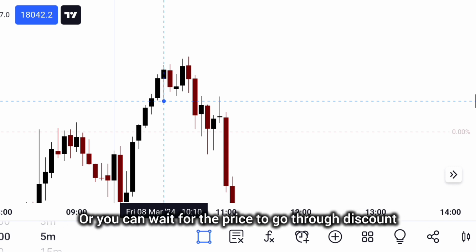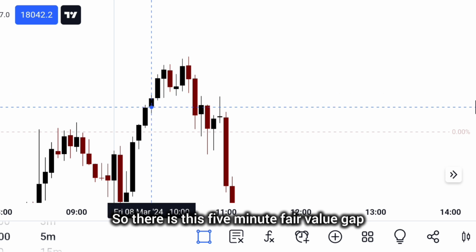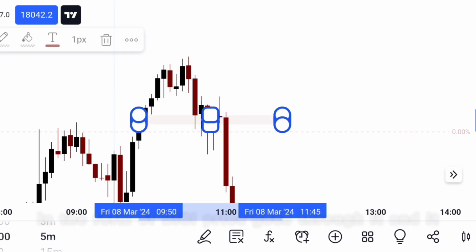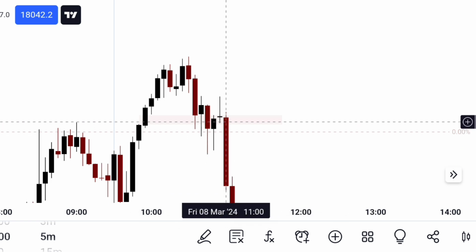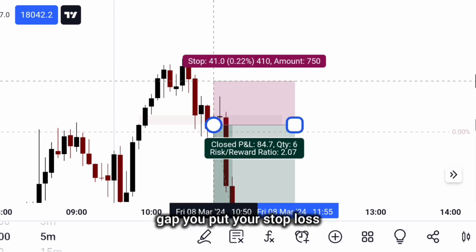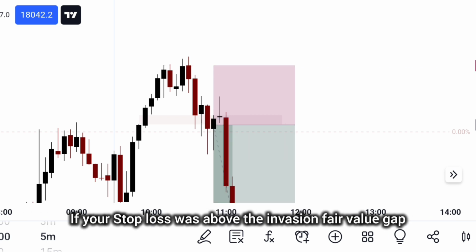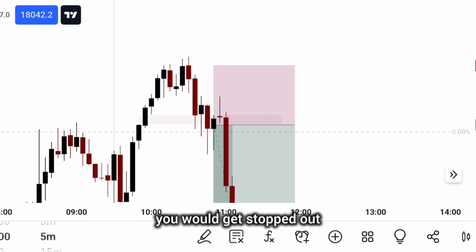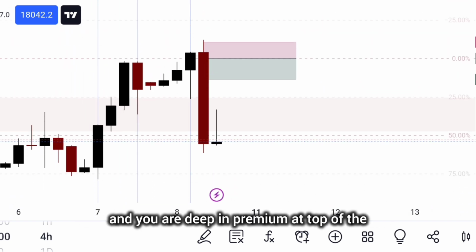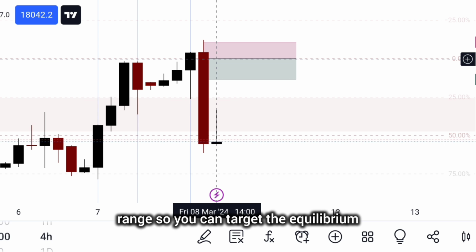Or you can wait for the price to go through discount and respect premium. So there is this 5 minute fair value gap in the form of BC. Price goes through it and price starts respecting it. There are wicks that are above it, so you enter trade here at the fair value gap. You put your stop loss above the order block or the breaker block. If your stop loss was above the invasion fair value gap, you would get a stop out. And for your target, it's a 4-hour breaker and you are deep in premium at top of the range, so you can target the equilibrium.